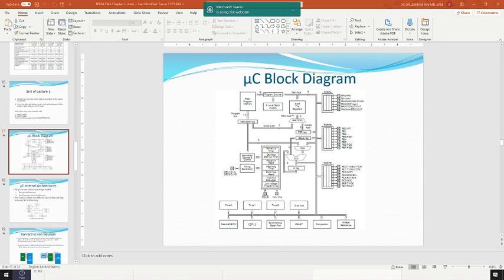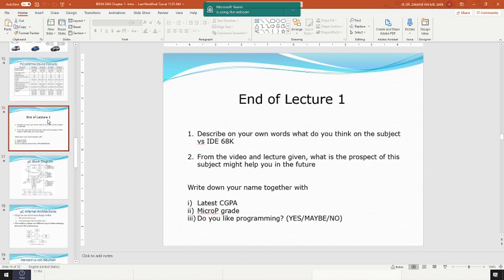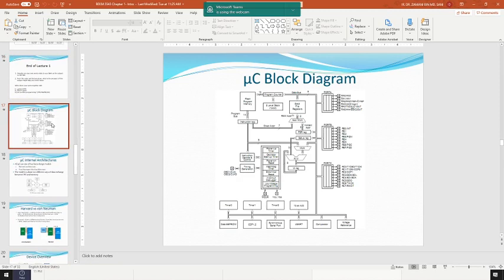Alright, sorry just now. We stopped last time on the same slides, at the end of the lecture. So we are going to start on the microcontroller block diagram. This is the block diagram. If you remember the microprocessor, basically you are going to learn about the input output links.